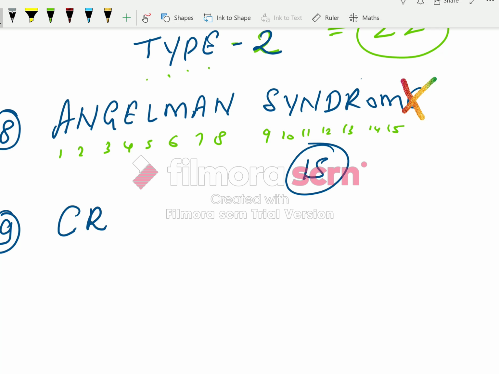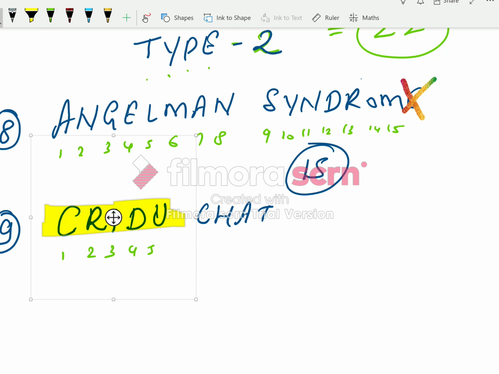Cri-du-Chat syndrome. Let me highlight this word, cri-du. Again in cri-du, 1, 2, 3, 4, 5. So the defect will be at chromosome 5.